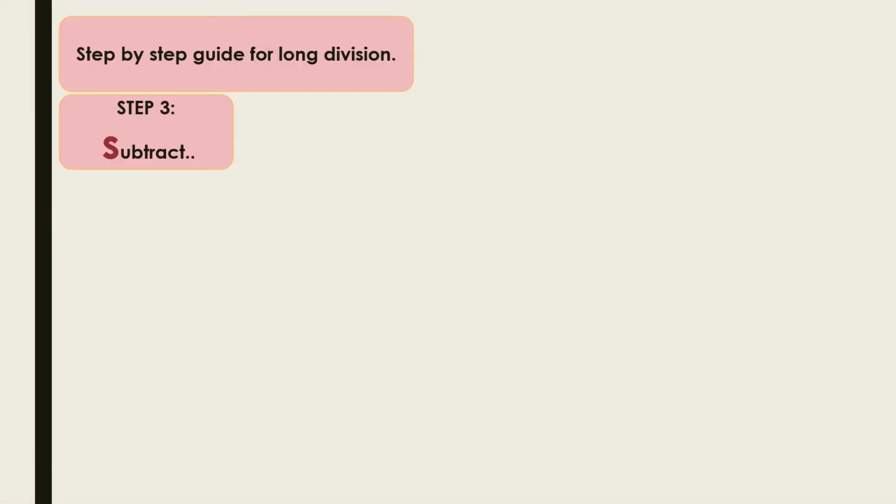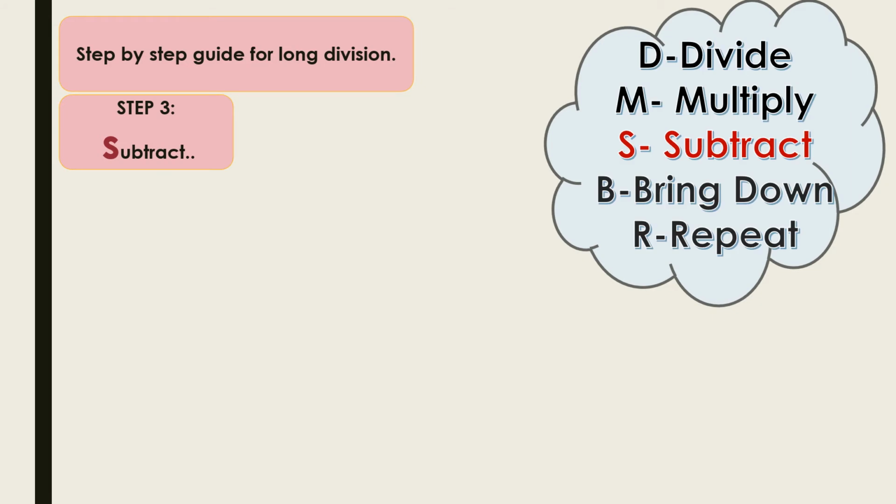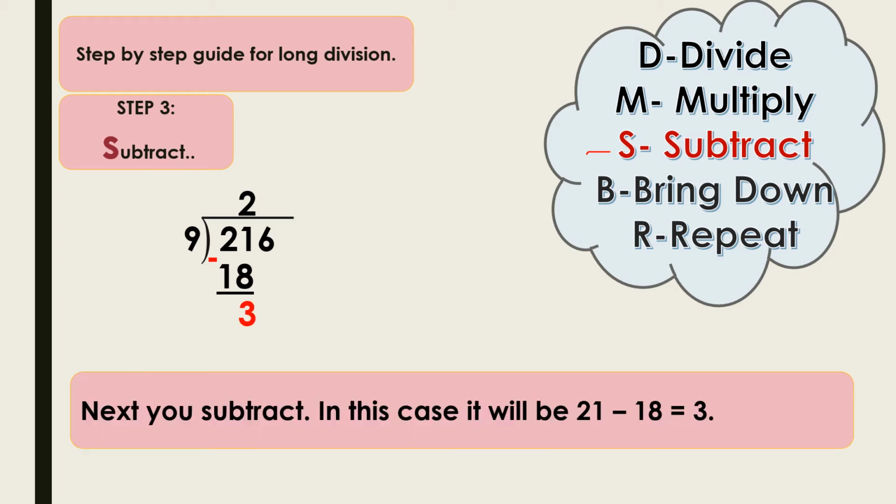Next, step 3, subtract. After you write 18 here, the product of 2 and 9, you need to subtract it from 21. So 21 minus 18 is 3. In this case it will be 21 minus 18. So you have 3.